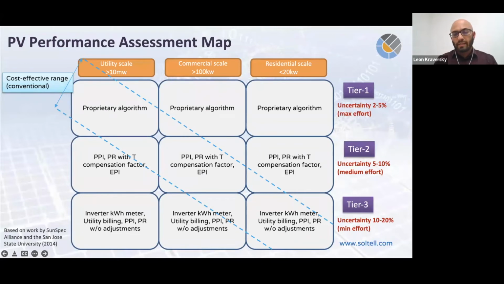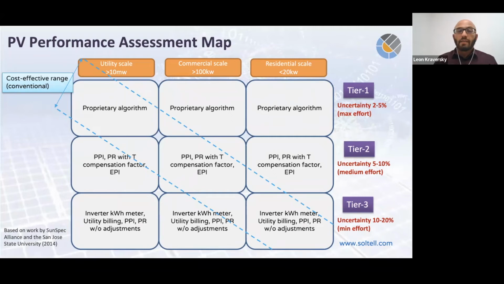Now, this work by SunSpec Alliance and San Jose University tries to put an order on the performance assessment from the high tier to the low tier. And we can see that, for example, the high tier is something which is applied to utility scale typically, and it's a high cost technique. On the other side, a low tier is something which is utilizing monthly averages and comparing those with inverter energy production meter. That's the common one.